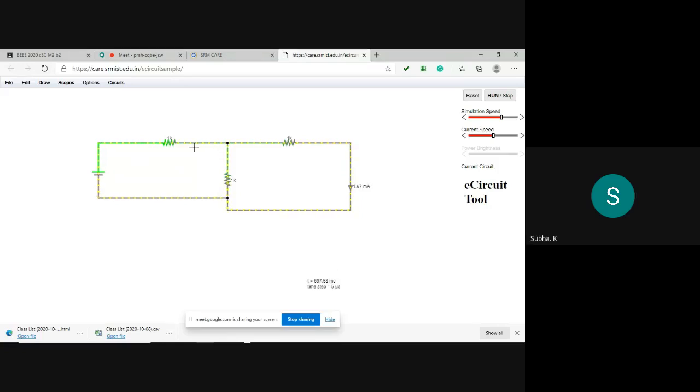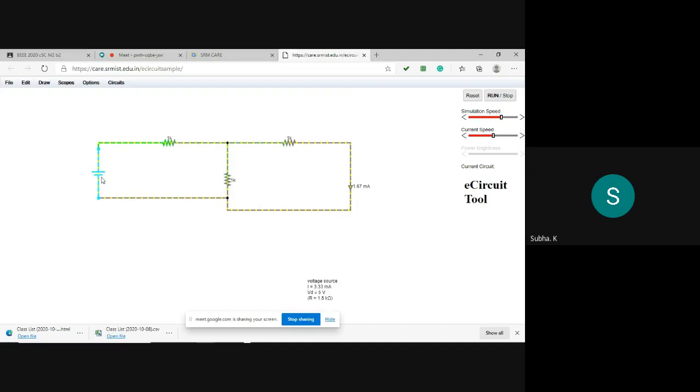Okay. Now you are also able to see the current flow in small yellow lines. Are you able to visualize? Yes, ma'am. What is the current shown by the ammeter? You have to edit the values. Okay, that I have not done. You have to edit the values also.